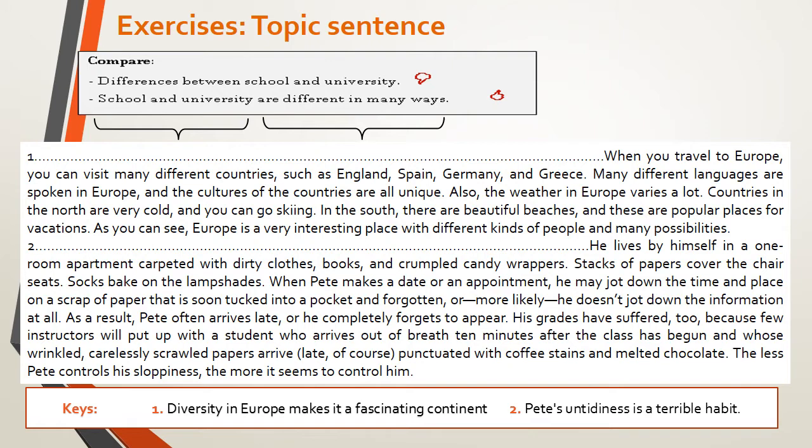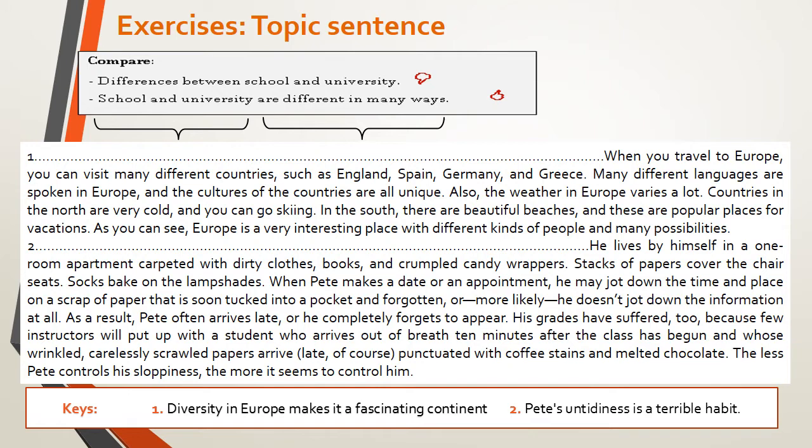Now let's examine the content of this good topic sentence. We have two parts, school and university. This is the topic, what the discussion is about, and are different in many ways. This is the controlling idea. Every good topic sentence should have a topic and something that is said about it. This is called the controlling idea because it controls the content of the following sentences.